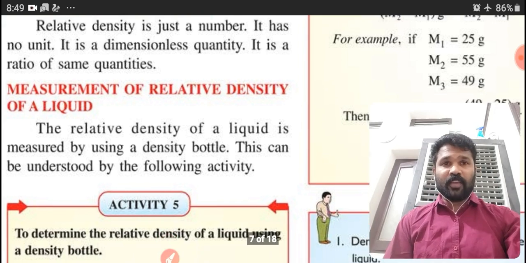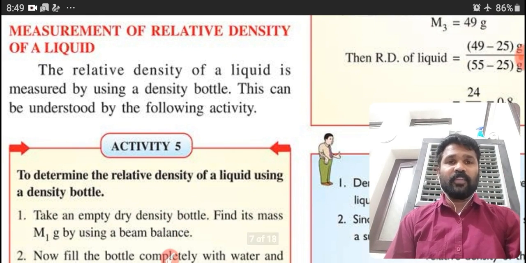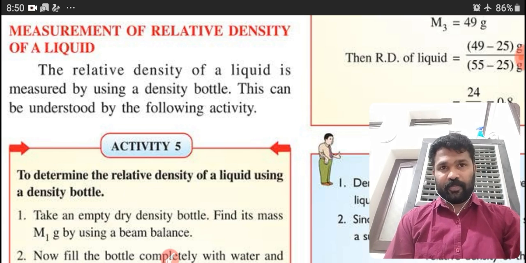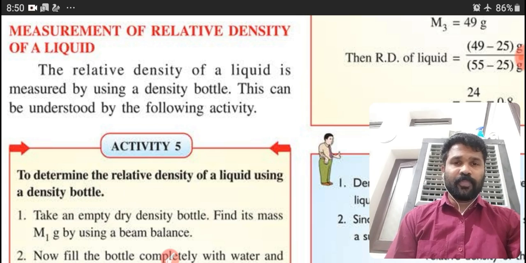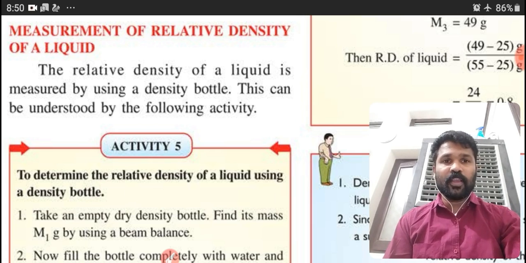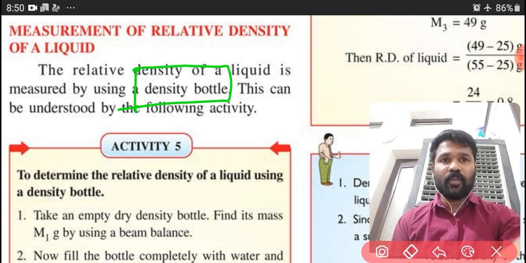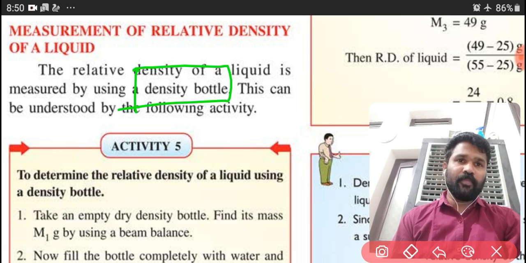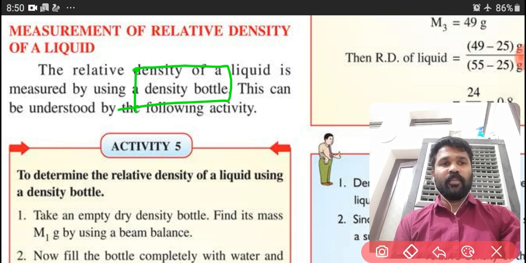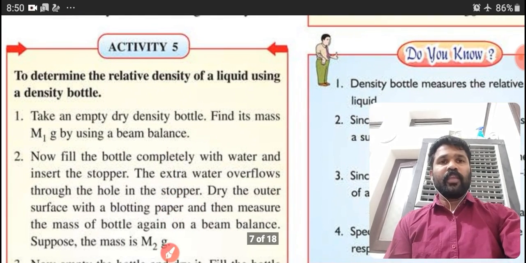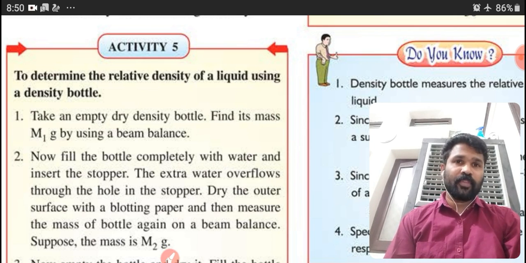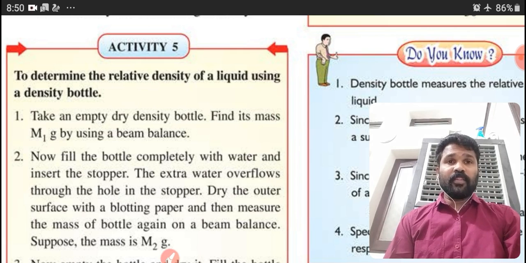Now we are going to discuss the measurement of relative density of a liquid. The relative density of a liquid is measured by using a density bottle. Yesterday we discussed it. This can be understood by the following activity. We are going to discuss activity number 5 from our chapter: to determine the relative density of a liquid using a density bottle.